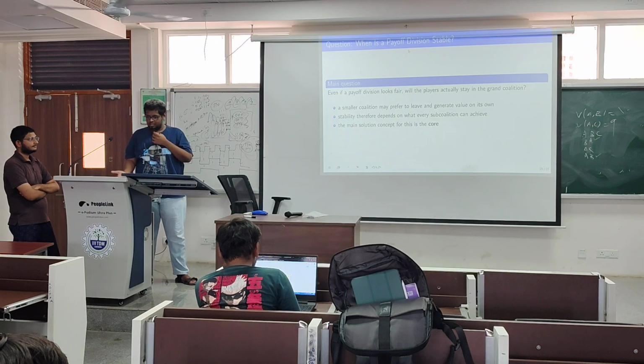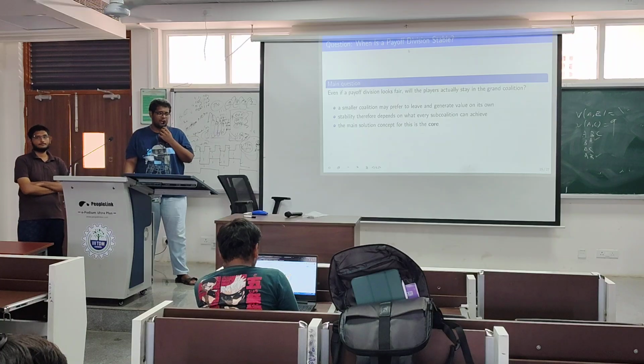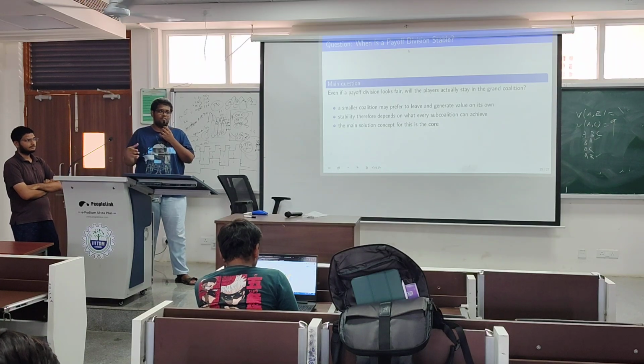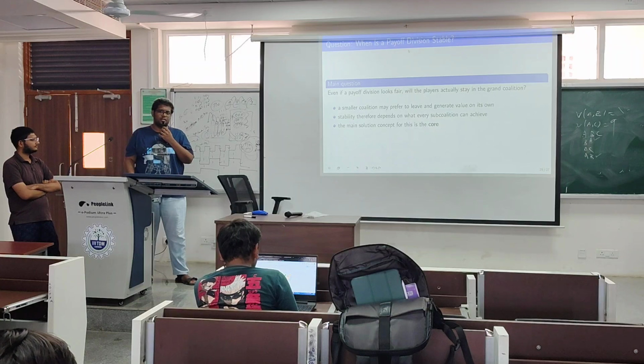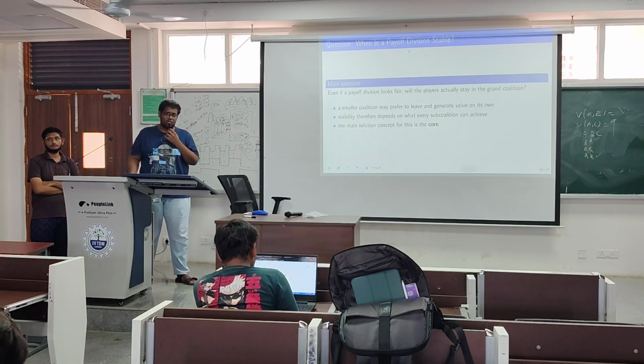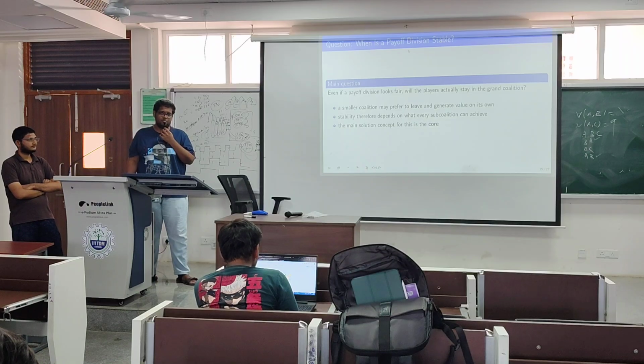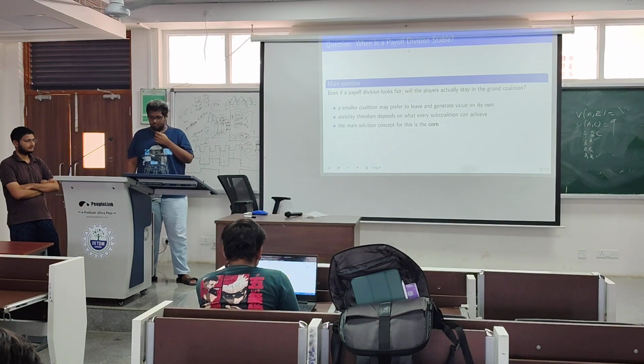Stable in the sense that if we form a grand coalition, any subset of that can form a coalition on their own. And all the members will get a better payoff compared to the grand coalition. So why would the grand coalition be formed? Technically it should not be formed, because with fewer people you are getting a better payoff.